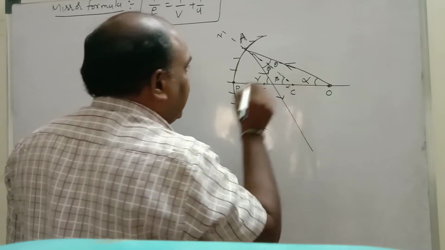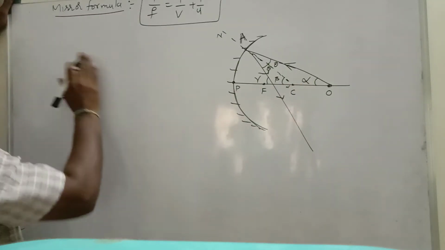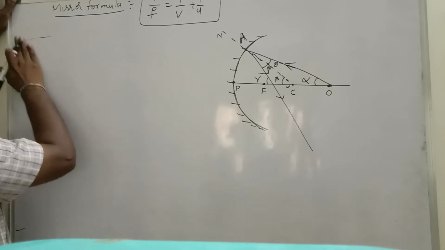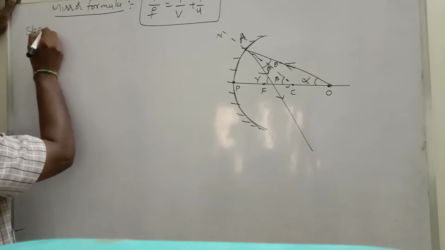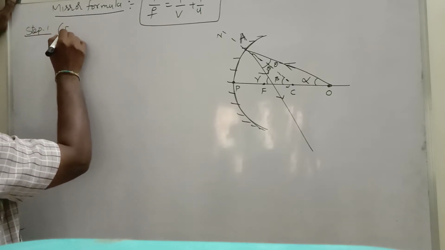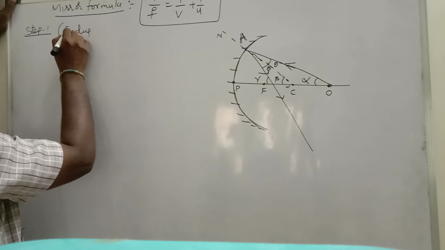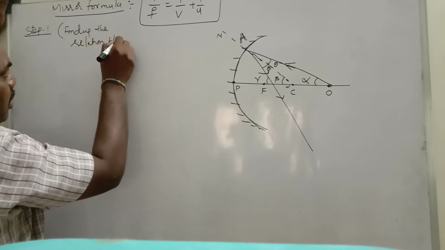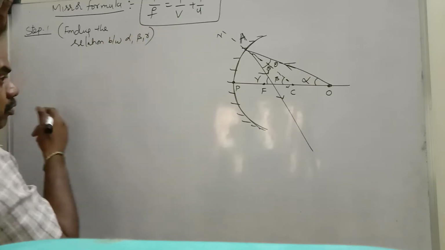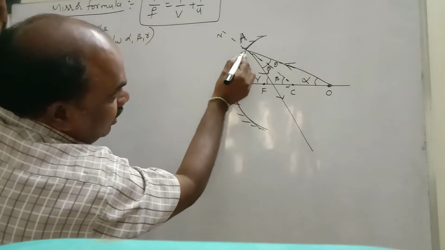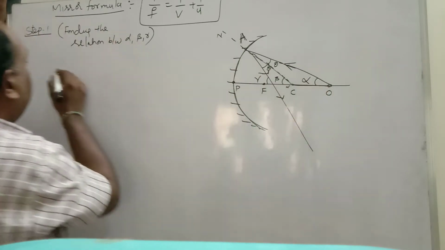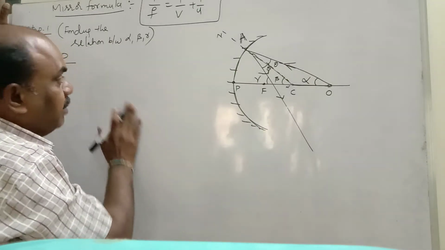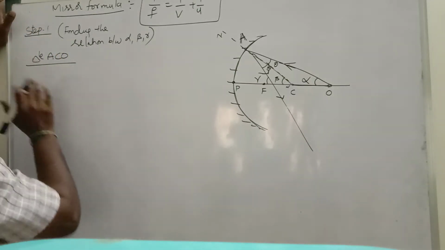First I am taking this triangle ACO. Now this derivation I am going to do in two steps. In the first step, step 1 or case 1, I am finding the relation between alpha, beta, gamma. How to find alpha, beta, gamma? First I am taking this triangle ACO. Space is not sufficient, so I am using a somewhat smaller font.